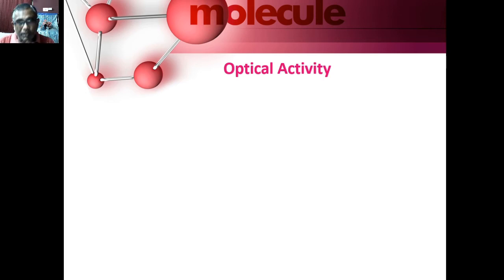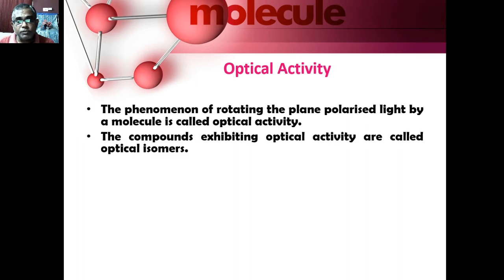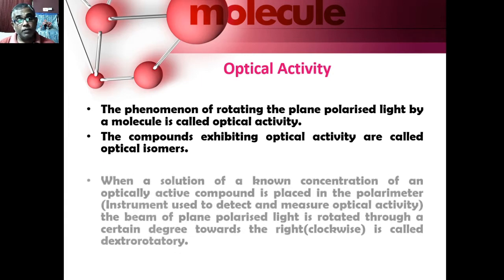So what exactly happens when light passes through an optically active compound, and also we need to ensure what are the criteria or conditions that a molecule should possess to exhibit this phenomenon called optical activity. The phenomenon of rotating the plane polarized light by a molecule is called optical activity. The compounds exhibiting optical activity are called optical isomers.